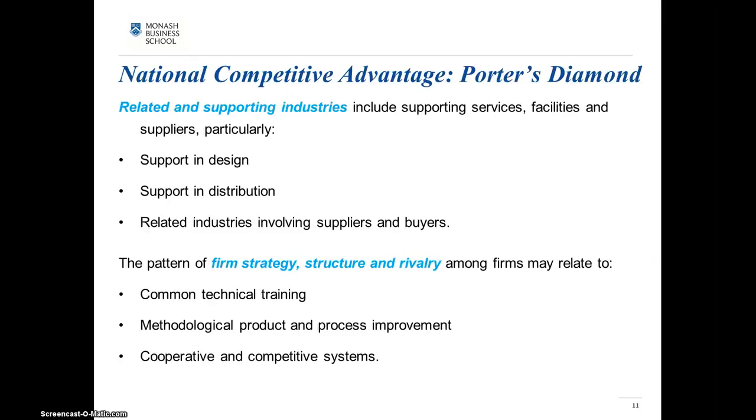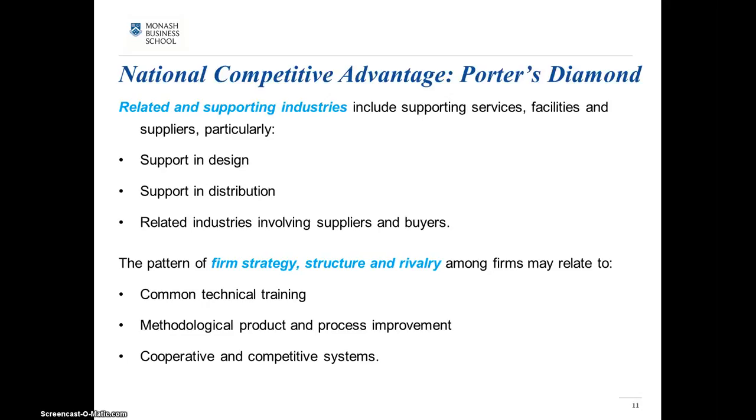There's also the important attribute of the related and supporting industries. So you need to consider not only the direct industry in which you will be competing in that particular country, but also those industries which are relevant to your particular industry. Those industries include supporting services, facilities, and importantly, your suppliers.